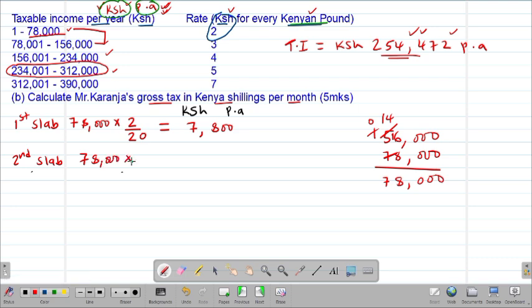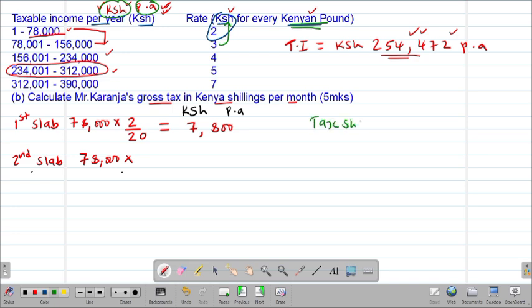So I'll also have 78,000 being multiplied by... Now remember, in the second slab, the interpretation is that a tax of 3 shillings is being deducted for every 1 Kenyan pound that is being earned. So we are saying that a tax of 3 Kenya shillings, in the second slab, is being deducted for every 1 Kenyan pound that is being earned. Therefore, what about the 78,000 that is being earned?